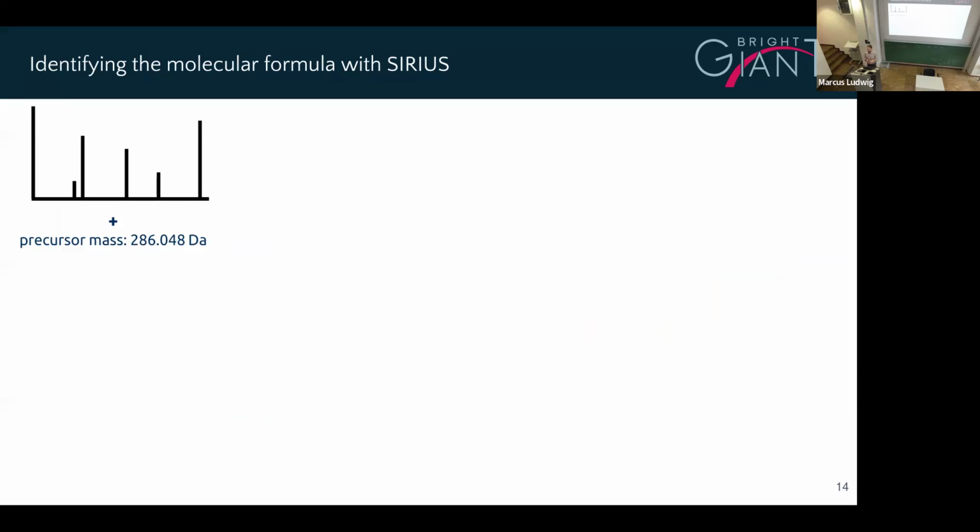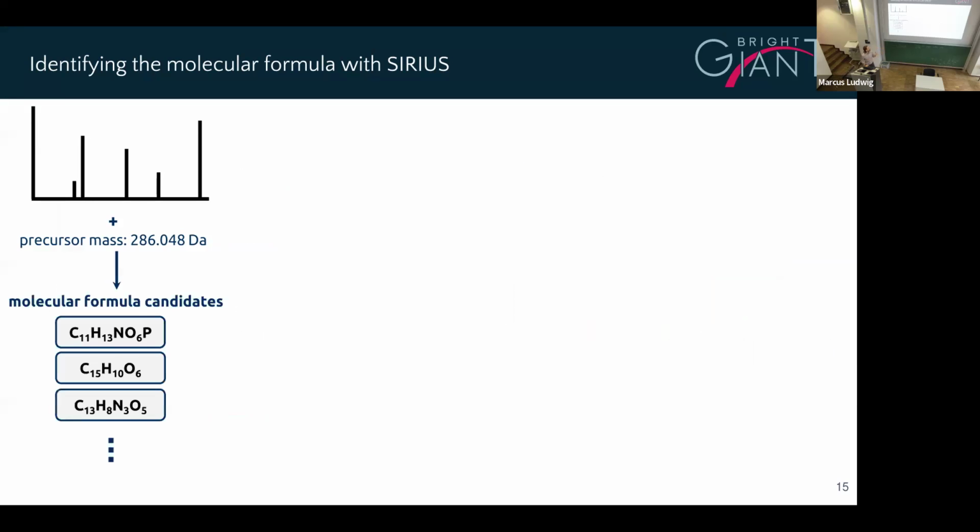And to guide you through what fragmentation trees are doing, basically, like I said, you start with the MS2 and the precursor mass. And now you can, based on the precursor mass, just generate molecular formula candidates. So these are basically your hypotheses. Obviously, only one of these molecular formulas can be true, but we start with one and we take it as a hypothesis. This is the correct molecular formula for our fragmentation spectrum. And given that, we now try to annotate all the other fragment peaks in the spectrum.